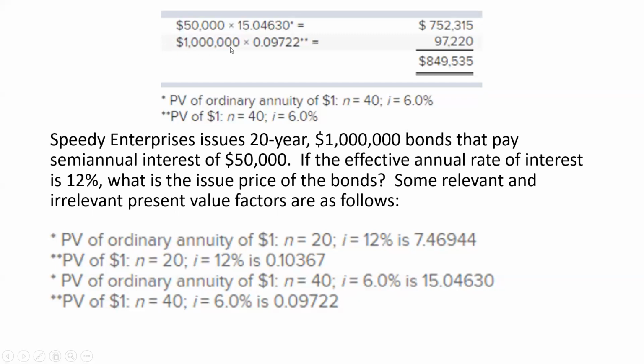So we're going to take the $1 million. This time we're saying, hey, it's not over and over. It's not an annuity that they're getting this amount. They're getting it one time.